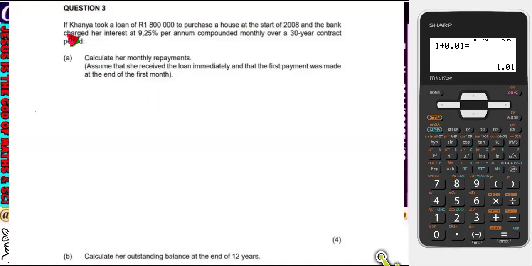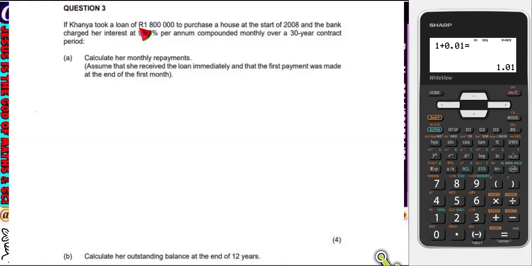All right, so question number 3 now says, if Kanya took a loan, we normally call that the present value, because a loan is money you take in the now. You want to use it now. That's why you make a loan. You just don't have enough cash at the moment. So the idea is to borrow money so that you can use it now. All right, so here we go.